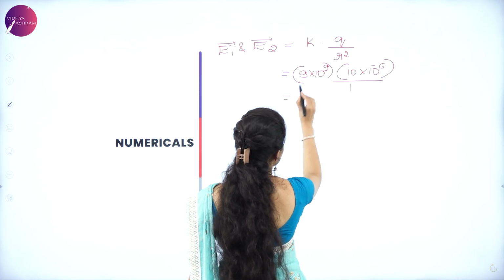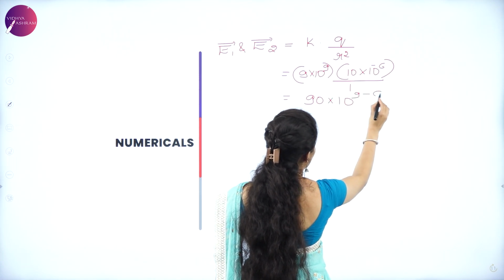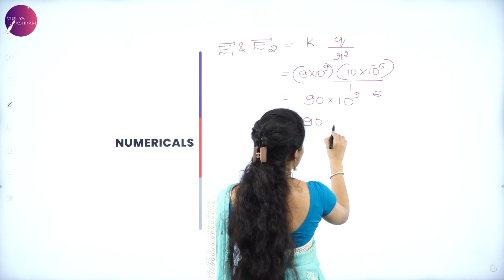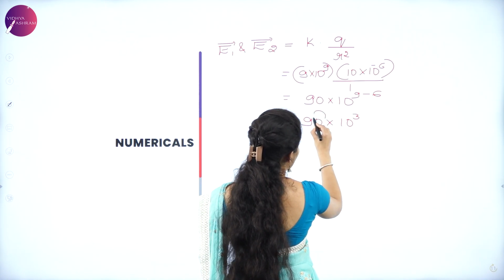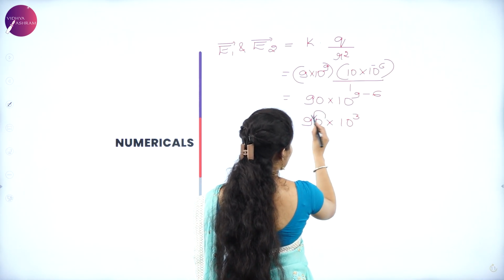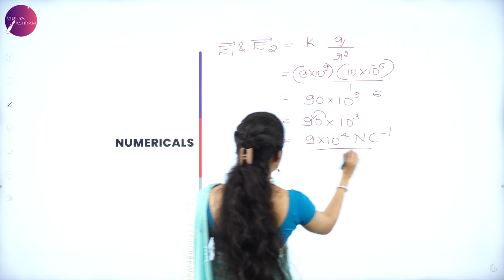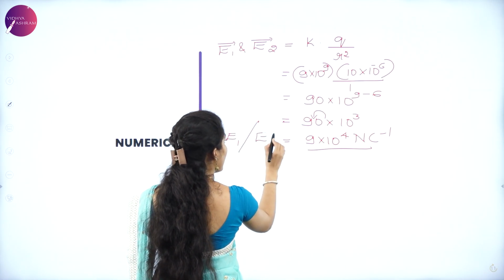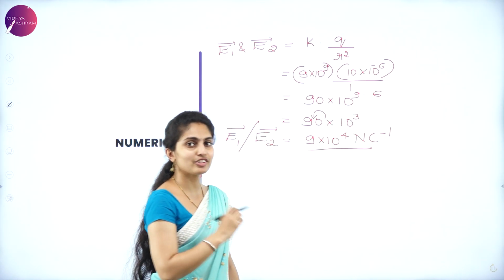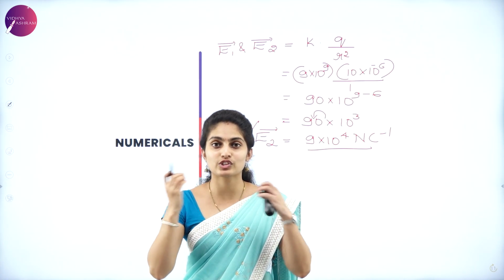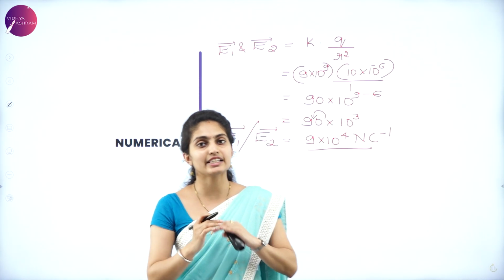So here you can calculate it as 9 into 10, it is 90 into 10 to the power of 9 minus 6. So you have got 90 into 10 to the power of 9 minus 6, it is 3. Shifting 1 point towards your left hand side, you get 9 into 10 to the power of 4 Newton Coulomb inverse, which is the value of E1 as well as E2. For both it's the same value, only because the charge is a similar one with different sign. If it was different charges, then you will have to solve for E1 separate and E2 separate.